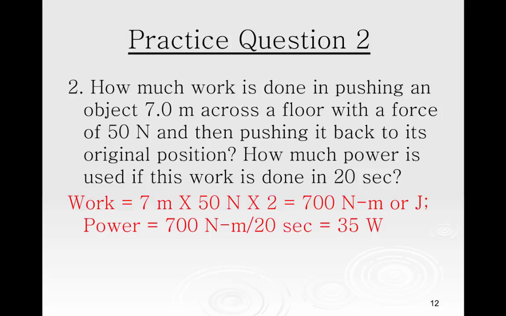2. How much work is done in pushing an object 7 meters across the floor with a force of 50 newtons, and then pushing it back to its original position? How much power is used if this is done in 20 seconds? Work is force times distance, so that would be 50 times 7, but you do it twice because you go there and back. So that's 700 newton meters or joules. Power then is work divided by time. So 700 divided by 20 is 35 watts.